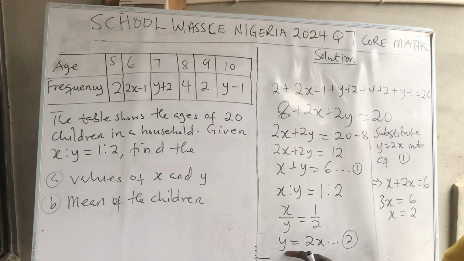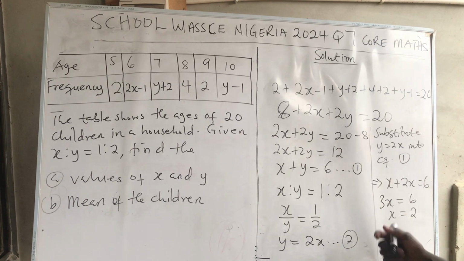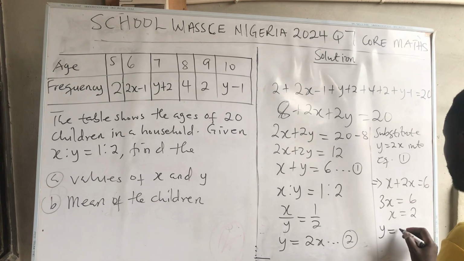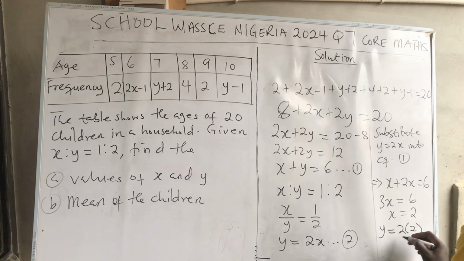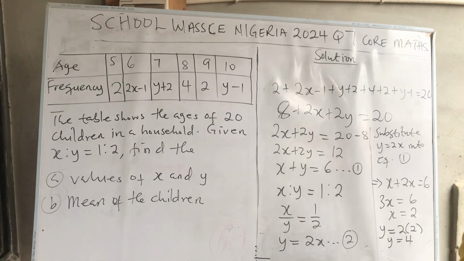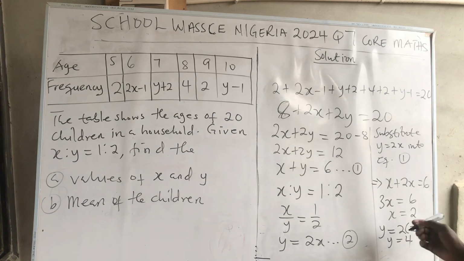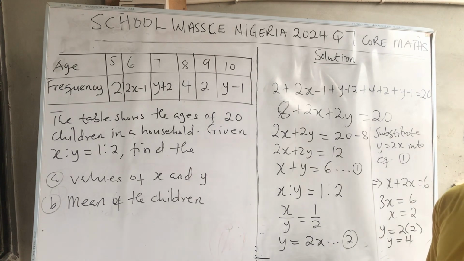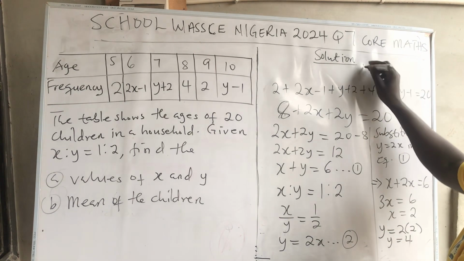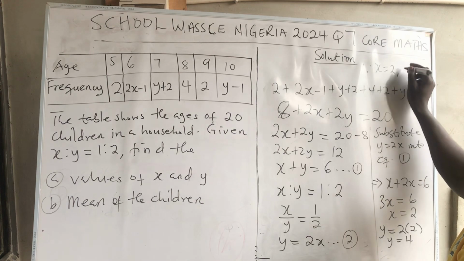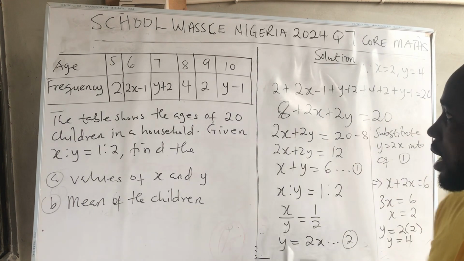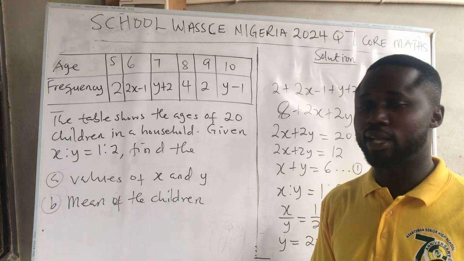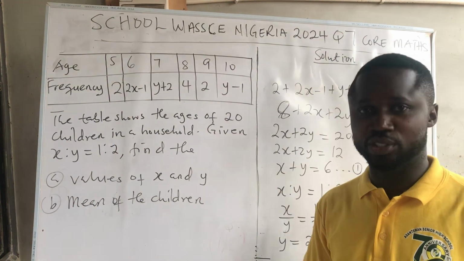To be able to get y, we can substitute x into equation what? Into equation 2. So that y will be equal to 2 times x. What is x? 2. So 2 times 2, and y will give us 4. So we have x as 2 and y as 4. So therefore we can say that x is equal to 2 and our y is equal to 4. So that is the value of x and y in the first question.